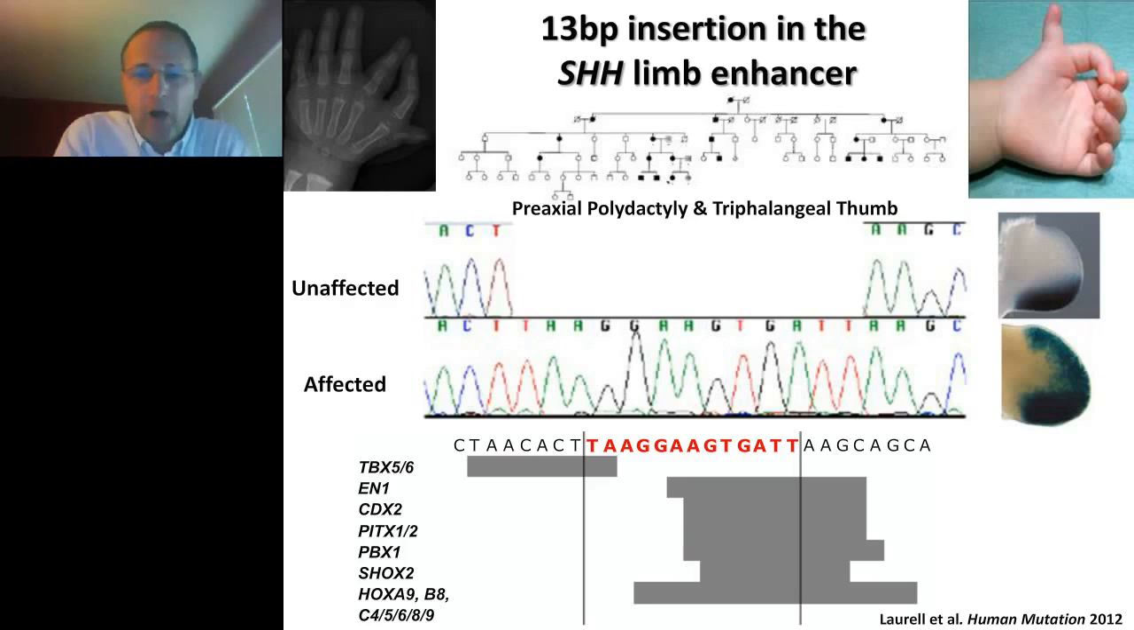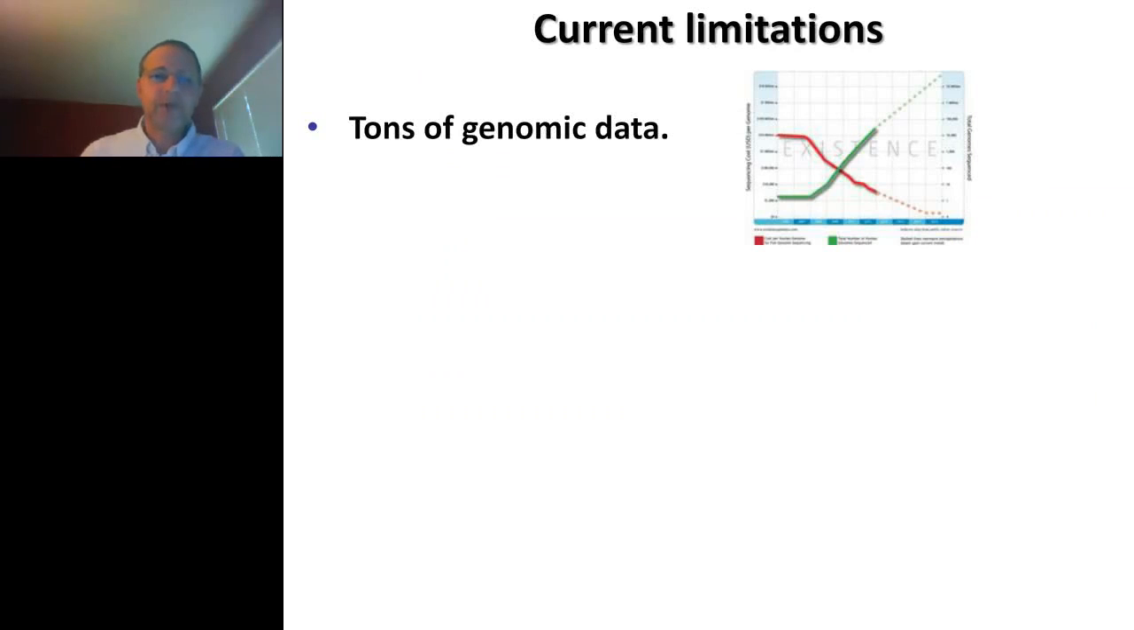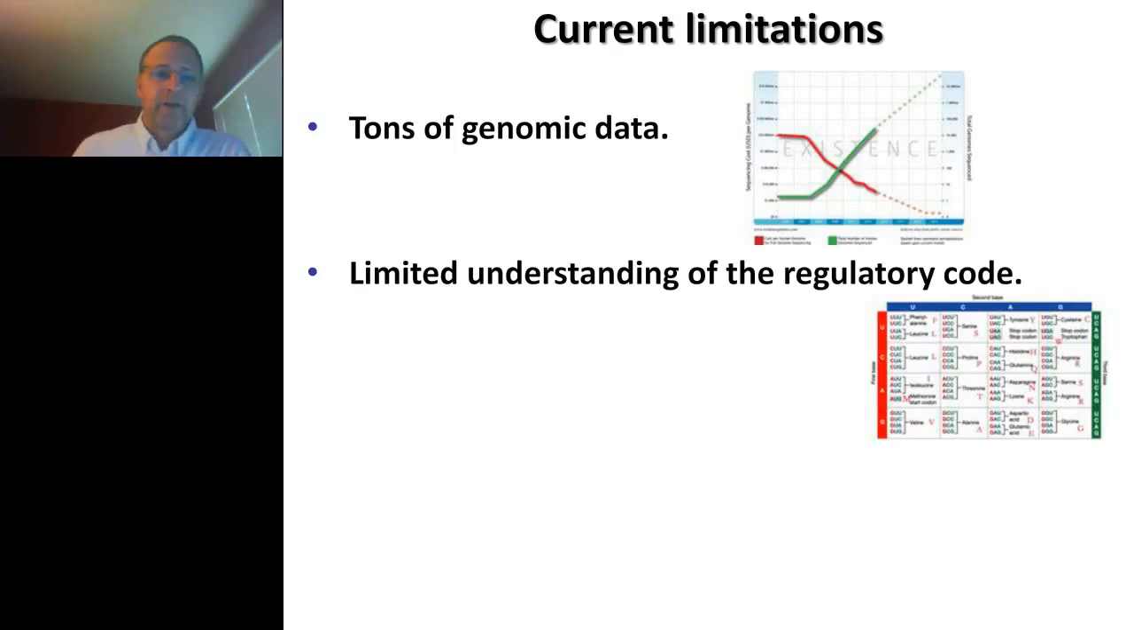So all of this is to say that we're really not at the point where we can tell a phenotype from a regulatory element genotype, and that's a big problem for us in the field. So to sum this up, our current limitation is that we have tons of genomic data from all this genome sequencing. We have a very limited understanding of the regulatory code, and even if we find mutations in known enhancers, like I've shown you for the Sonic hedgehog limb enhancer, it's really hard to make sense of what they're doing on a phenotypic level.